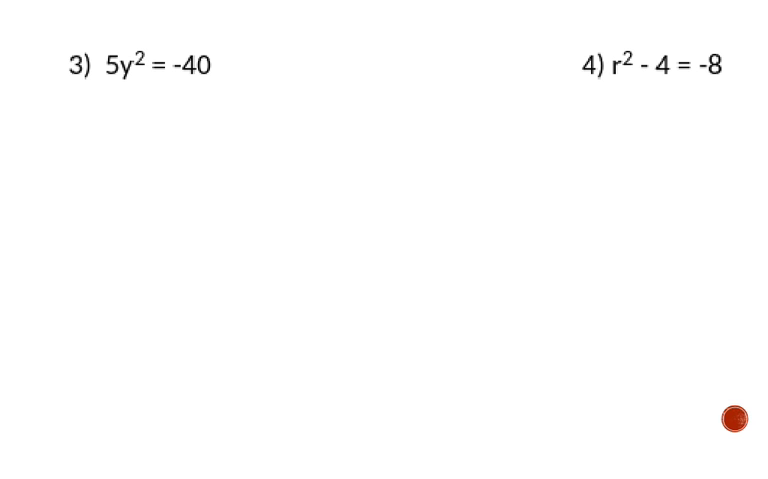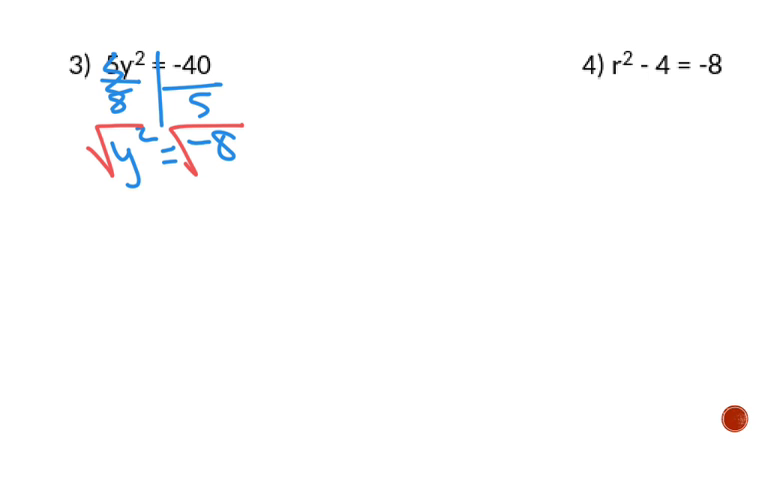Okay, so we're still going to continue to solve these equations. So example 3 says 5y squared equals -40. So the first thing we'll do here is divide by this 5, so that way that will cancel. So I have y squared equals -40 divided by 5, which is -8. We're trying to get the y by itself, so we're going to take the square root. The square root of y squared is just y.